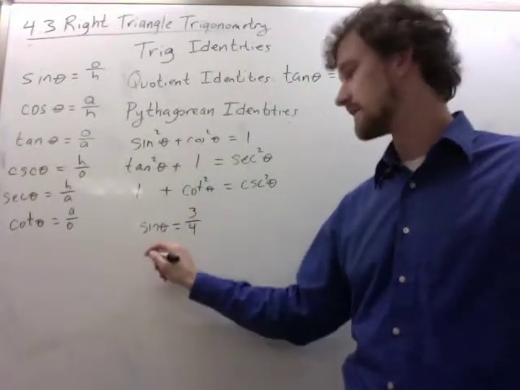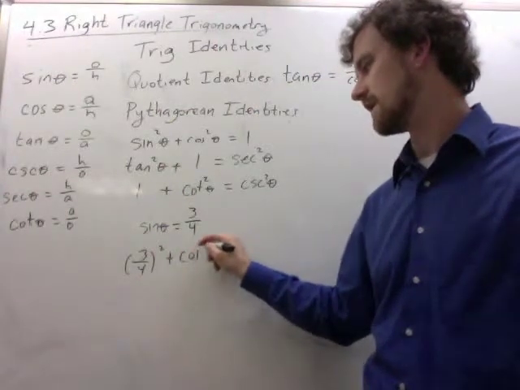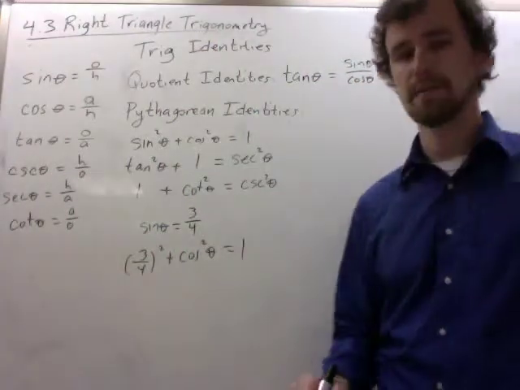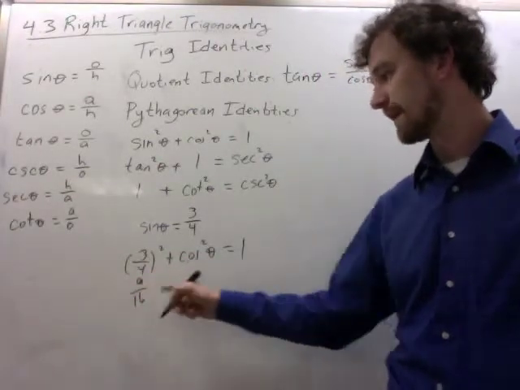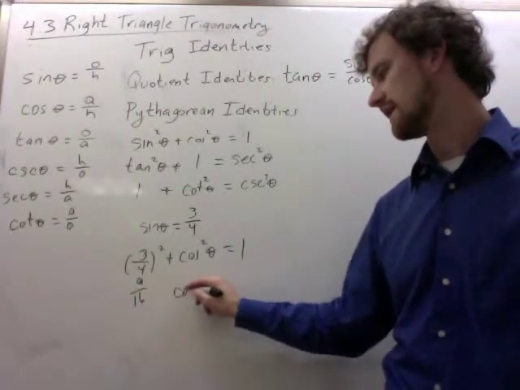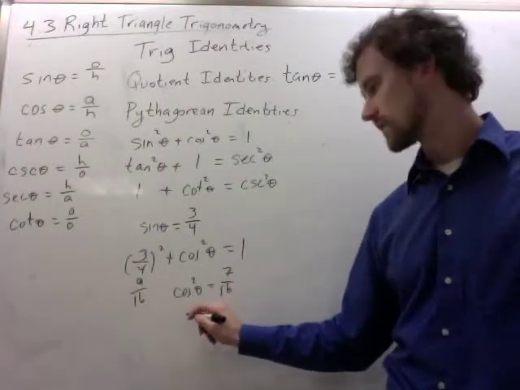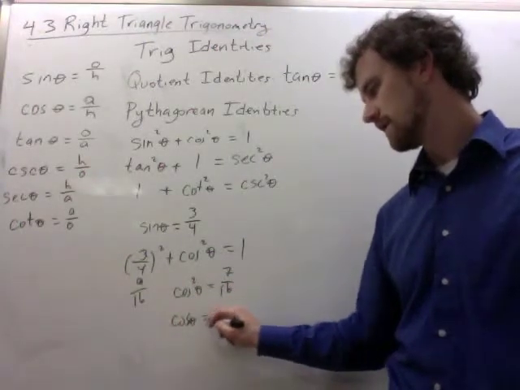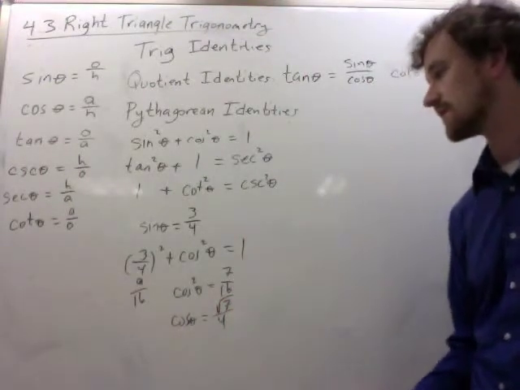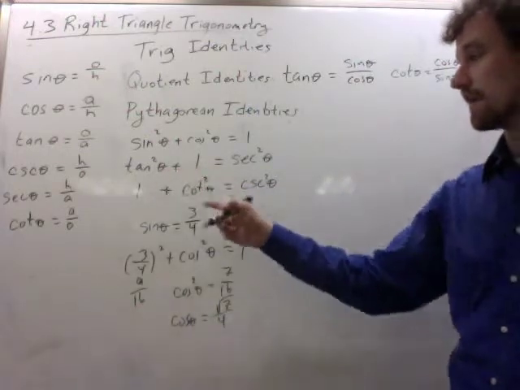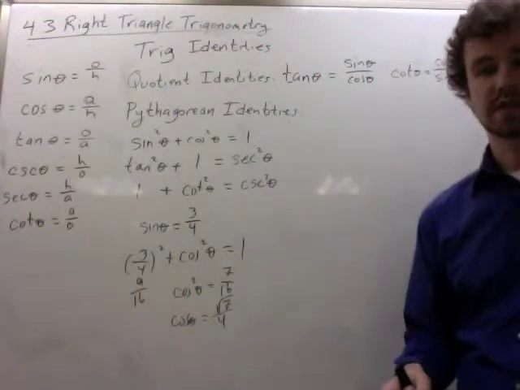Sine is 3/4, so sine squared, 3/4 squared, plus cosine squared theta equals 1. 3/4 squared is 9 over 16. If we take 1 minus 9 over 16, then we get that cosine squared is 7 over 16. And taking a square root gives us that the cosine is root 7 over 4. So now we have 2 of our trig functions. We can then figure out what tangent is using our quotient identity.